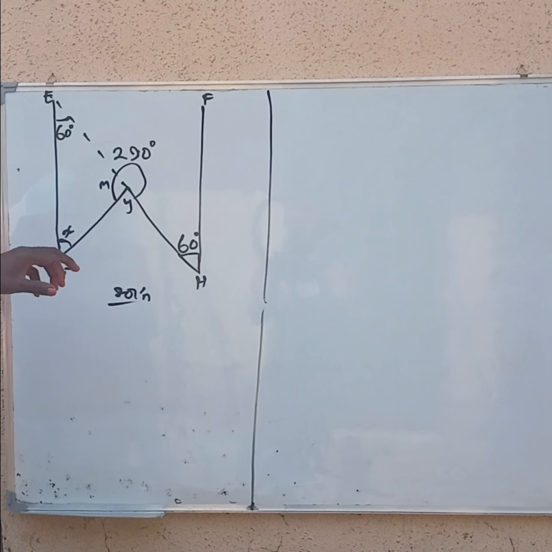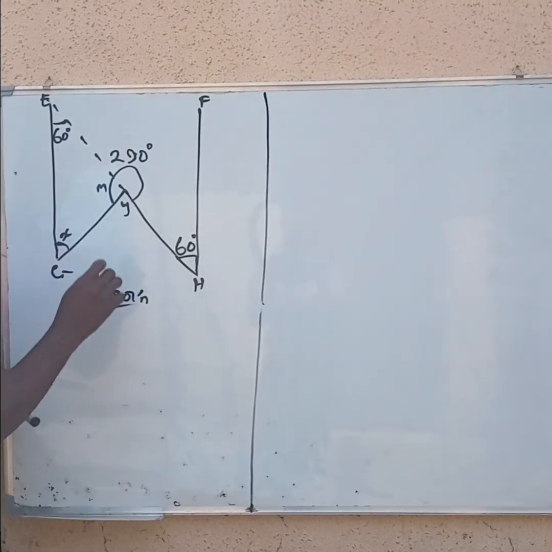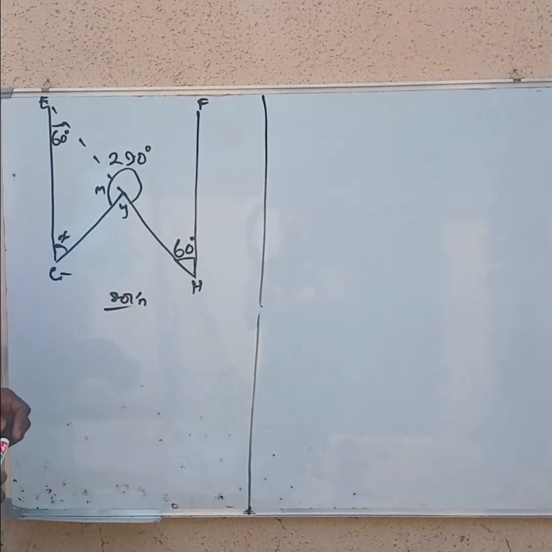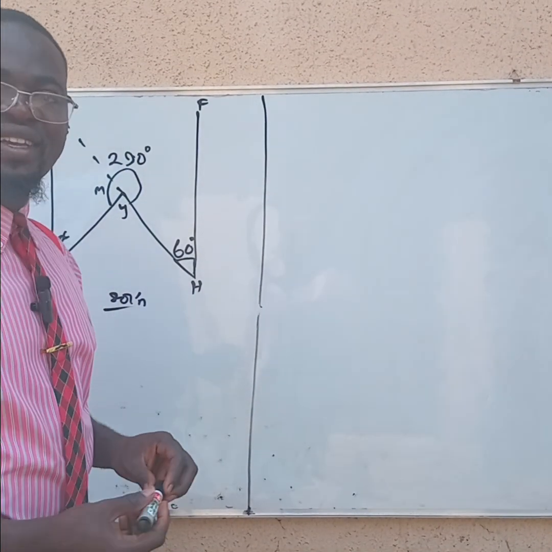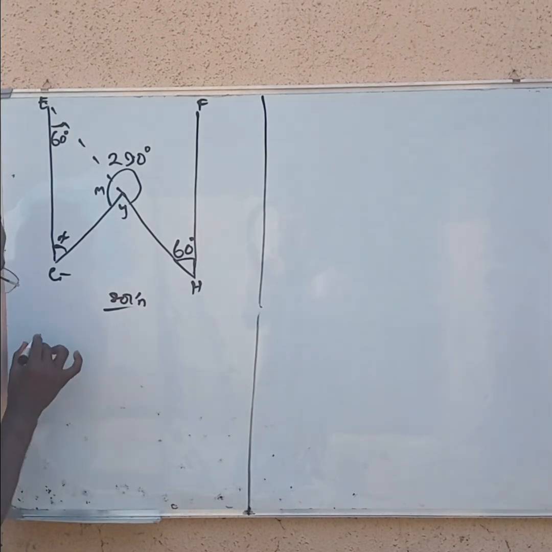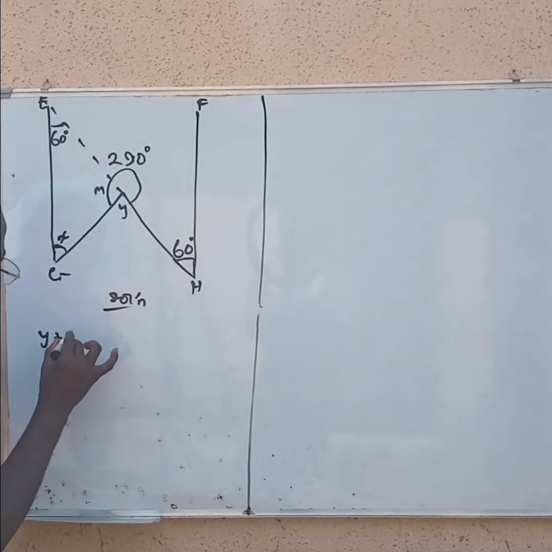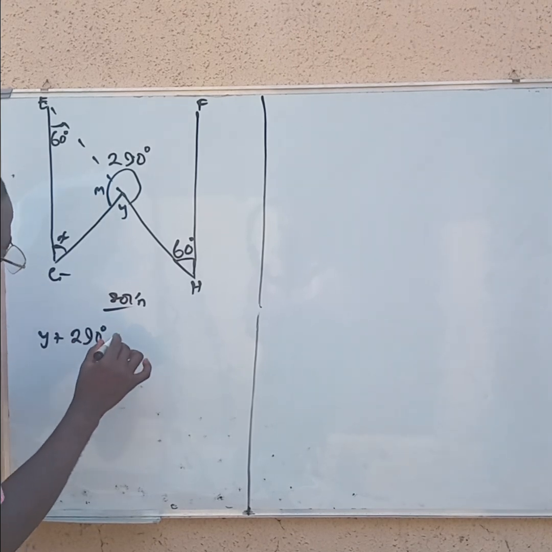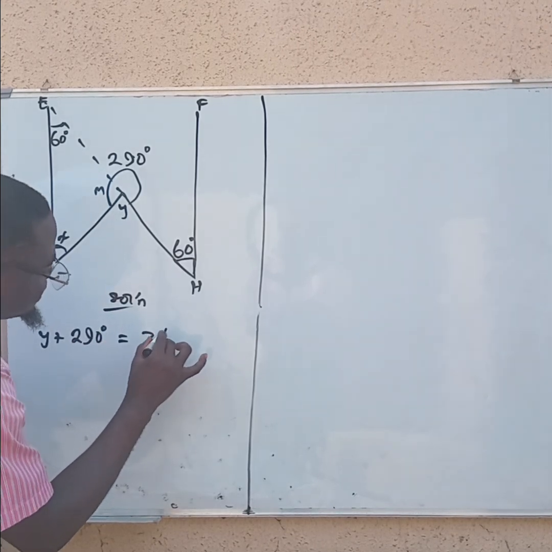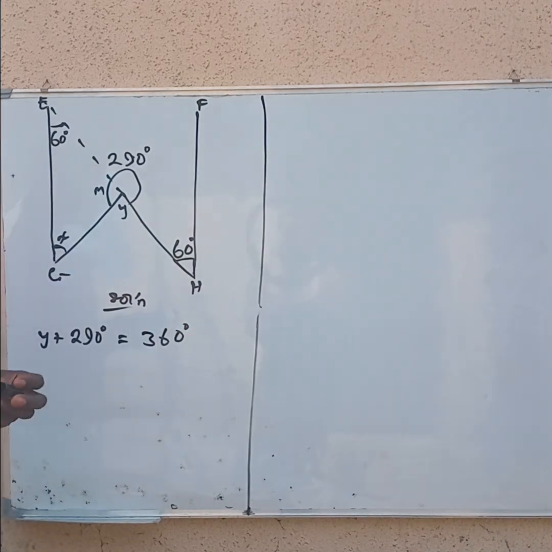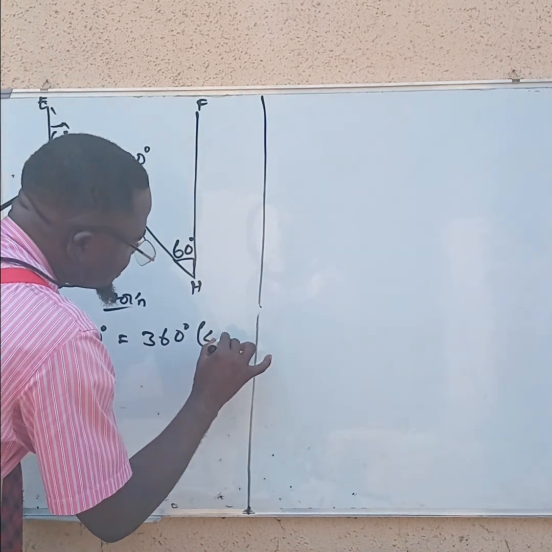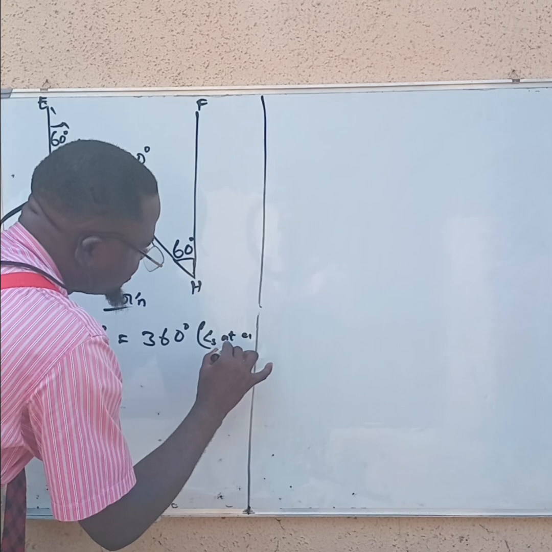You are getting it? Then for me to find this very one, we all know that any angle like this at a point like this is 360. So I now have it that this one is Y plus 290 degrees is equal to 360 degrees. And this is what? Angles at a point.